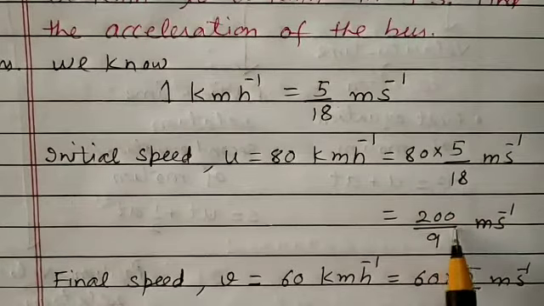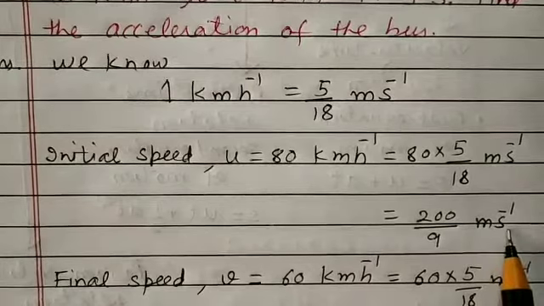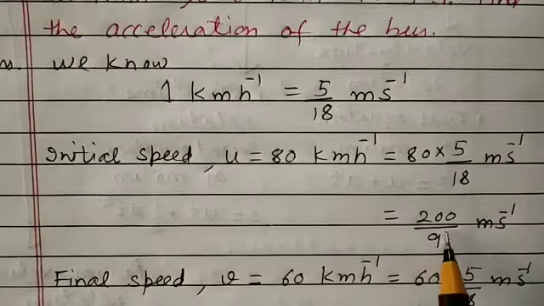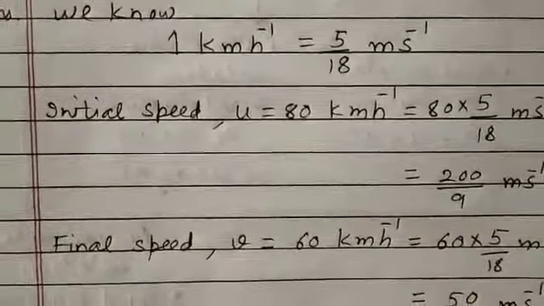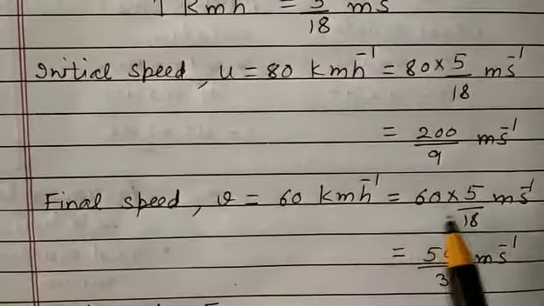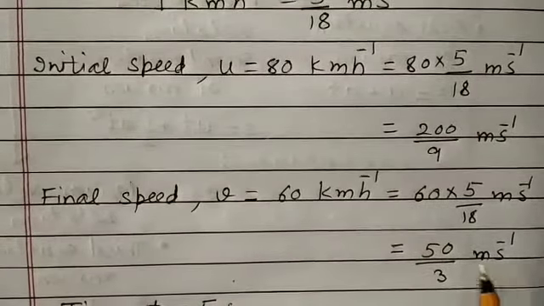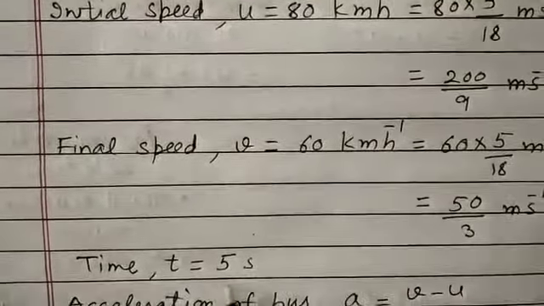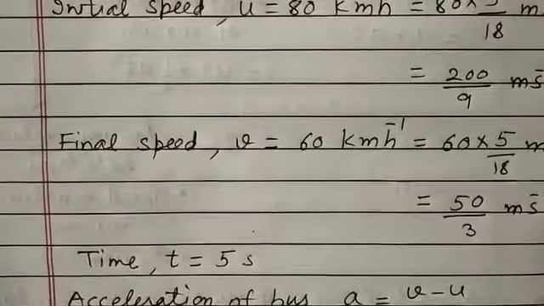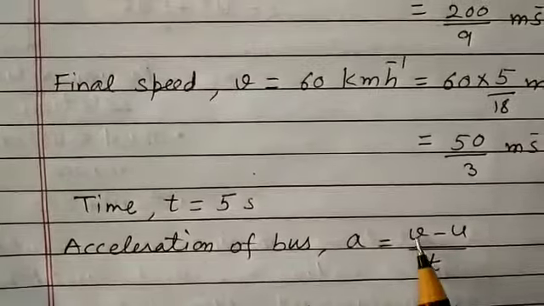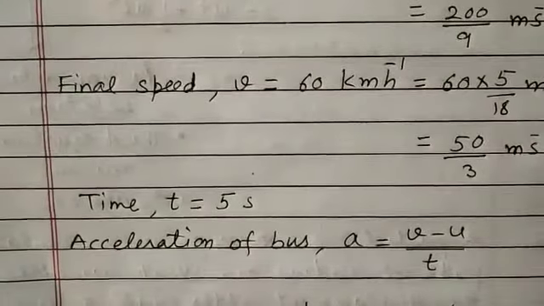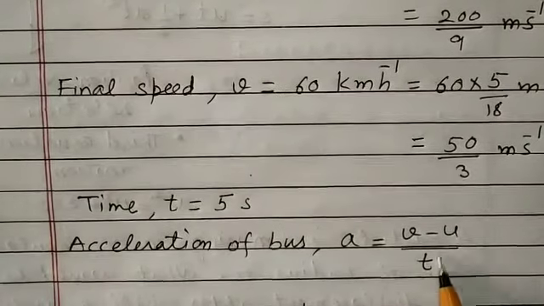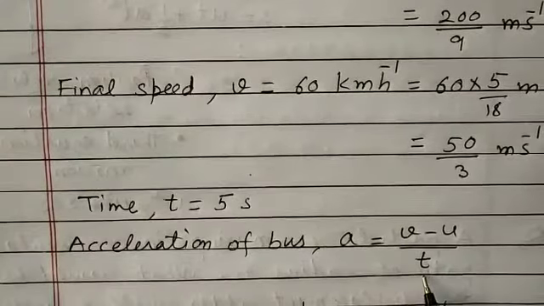So we are getting here 200 by 9 meter per second. In meter per second we have converted 80 km per hour, and this comes out to be 200 by 9. The final speed, 60 km per hour, likewise we have converted into meter per second, which is 50 by 3. The total time given to us is t is equal to 5 seconds. For the acceleration of the bus, we have the formula a is equal to v minus u by t, where v is the final velocity and u is the initial velocity. If we divide by time, we will get the acceleration.